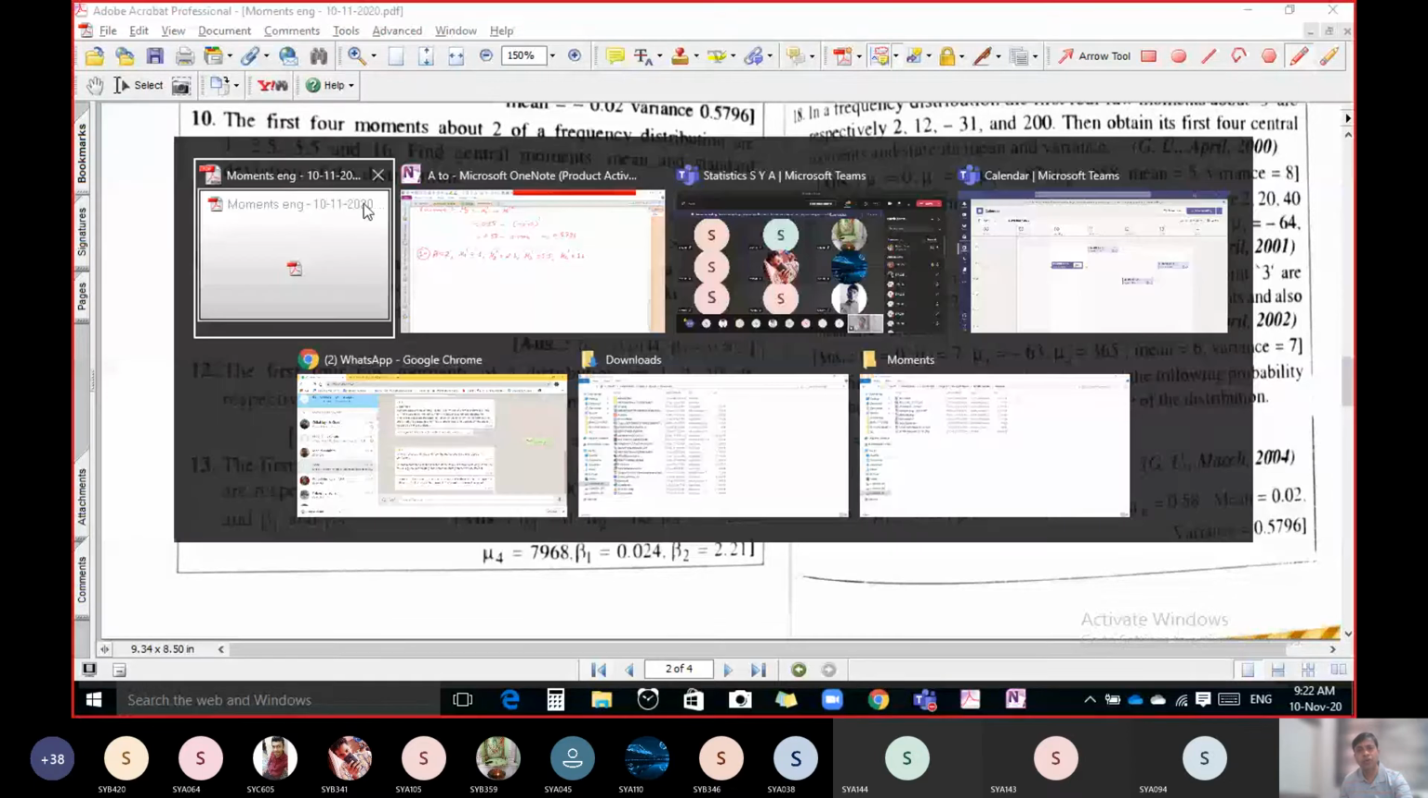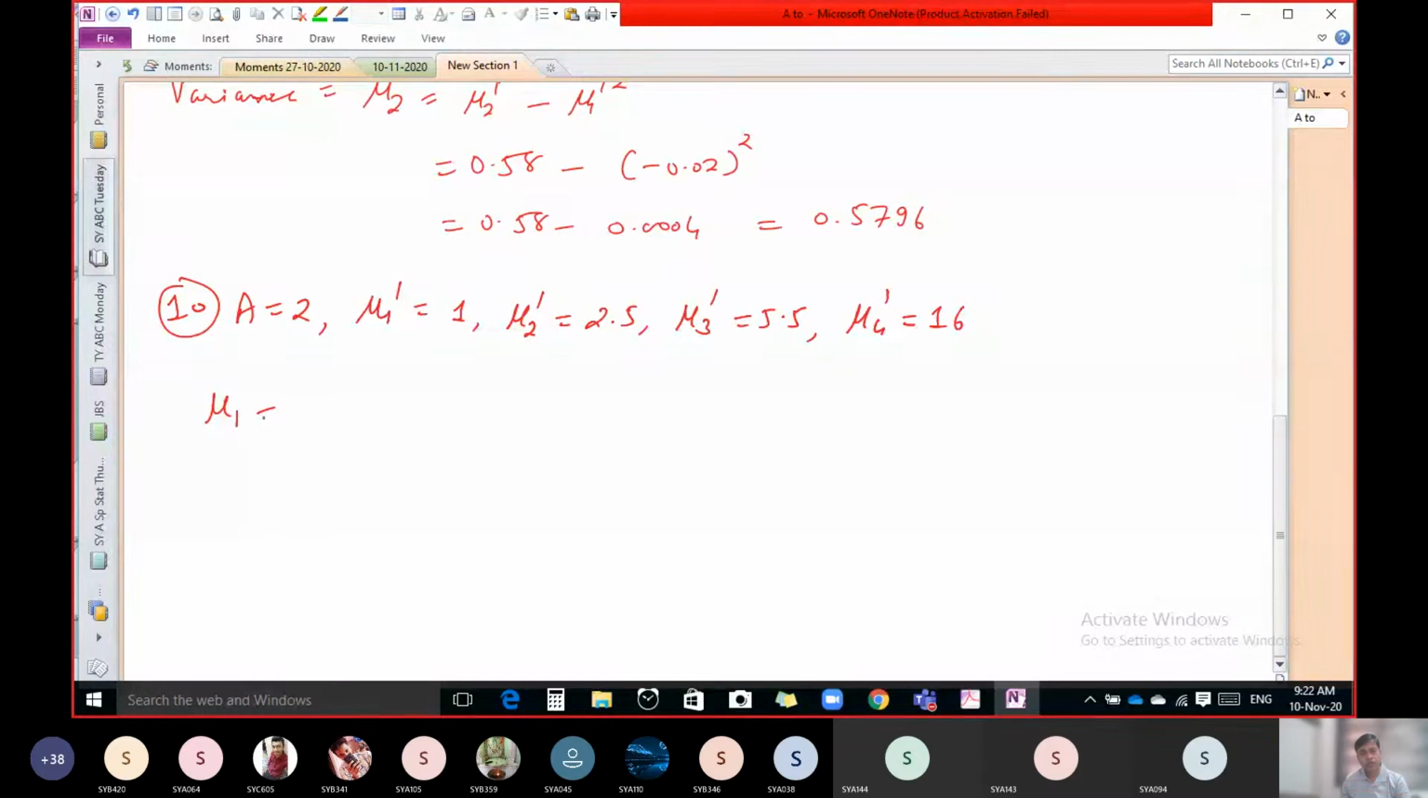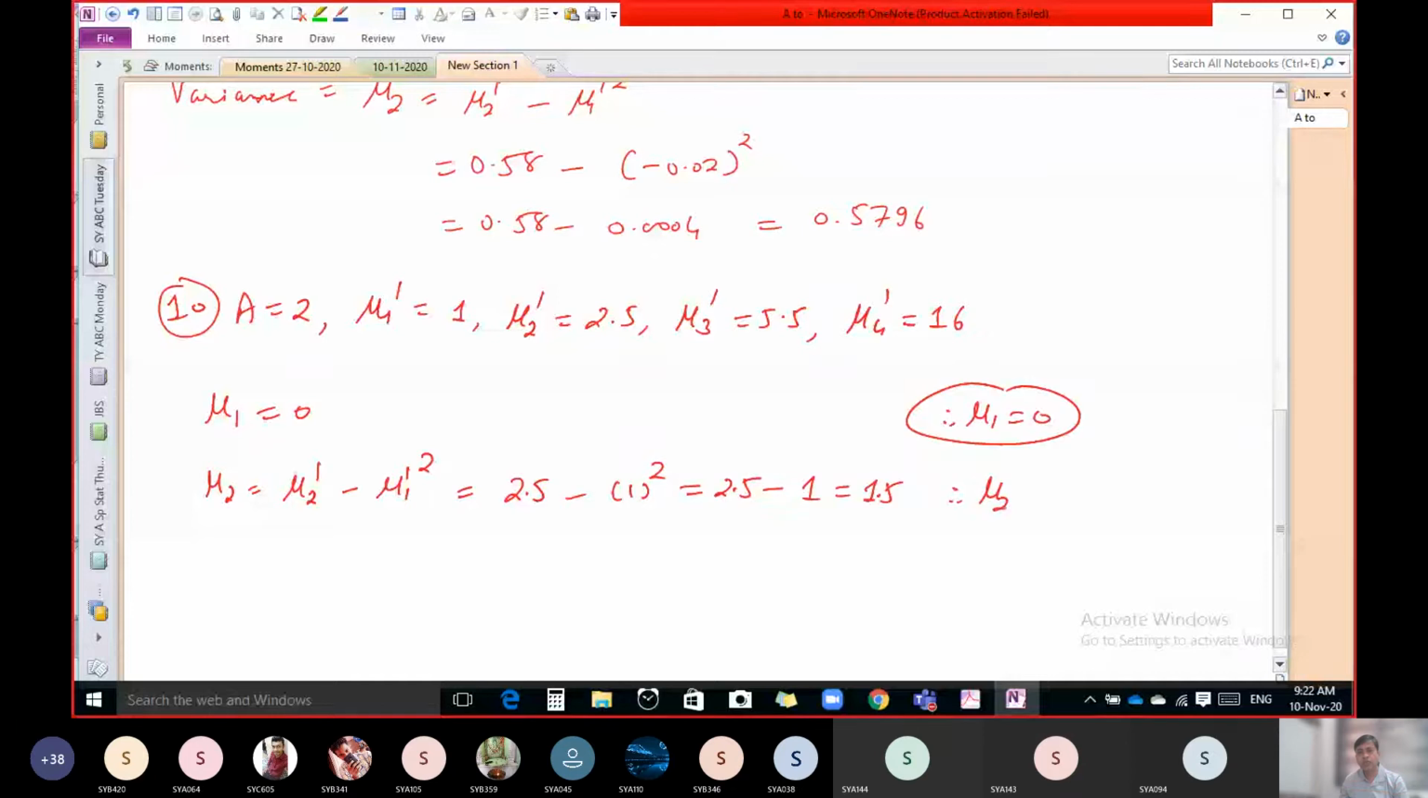Central moments means mu1, mu2, mu3, mu4. Listen, mu1 is always 0. Mu2, we know the formula: mu2 dash minus mu1 dash square. Mu2 dash is 2.5 minus mu1 dash, which is 1, so 2.5 minus 1 gives 1.5. So mu1 is 0, and mu2, that is nothing but variance, is 1.5.